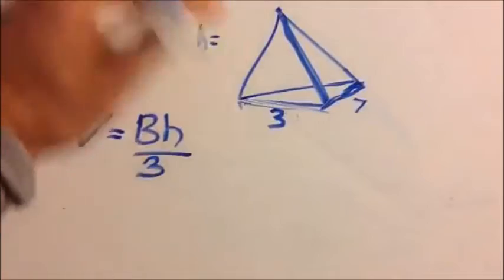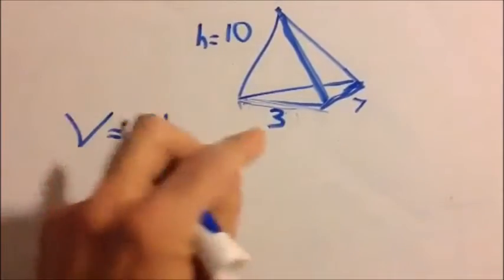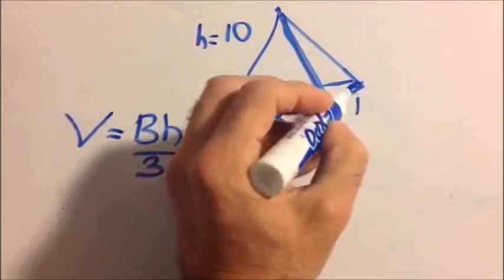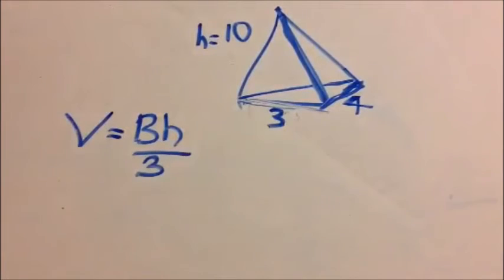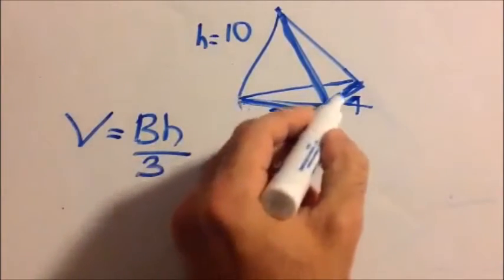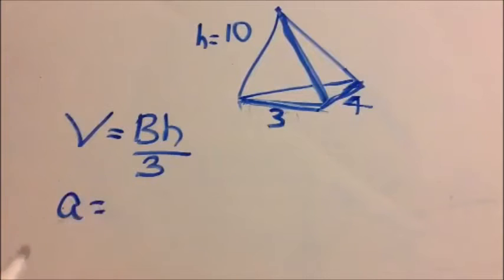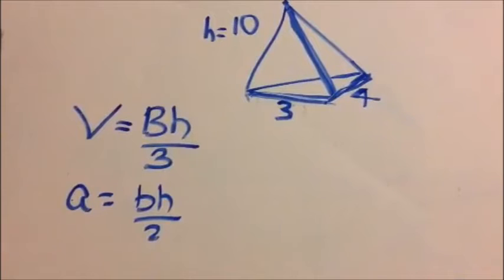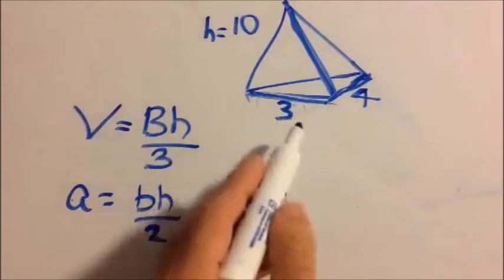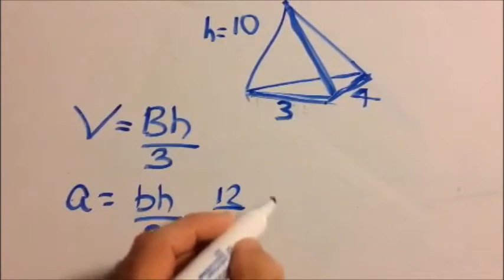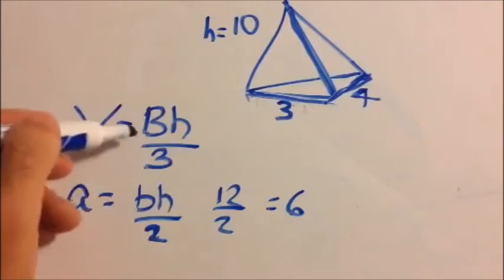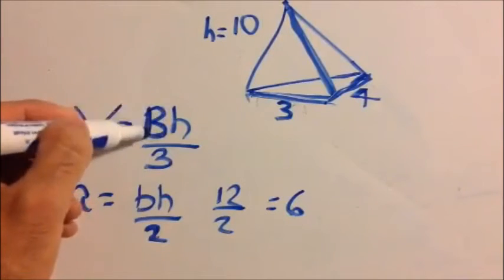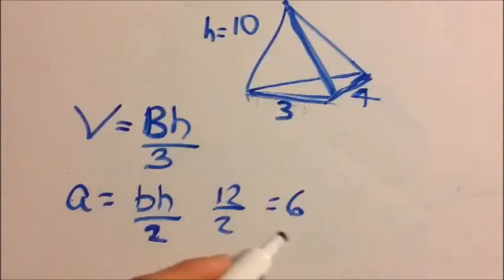Okay, actually let's change these numbers, make it a little easier. Make that a 10, make that a 4. Okay, that's a little easier. So again, we have to find the area of the triangle, because the triangle is the base. And remember, the area of a triangle is base times height divided by 2. Right? So let's look at this. 4 times 3 is 12, so 12 divided by 2 gives us 6. So that's what this capital B is now. That's the base. It's 6, because the area is 6 units squared.